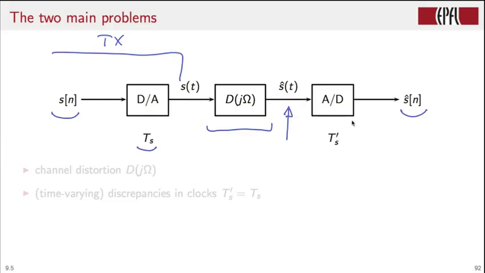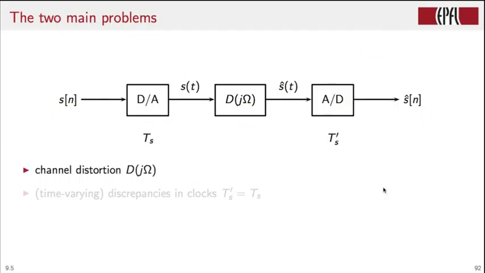This signal is sampled by an A to D converter that operates at a period T's, and we obtain the sequence of samples that will be input to the demodulator. So this is the receiver part of the chain. We have to take into account the distortion introduced by the channel, and we have to take into account the potentially time-varying discrepancies in the clocks between the transmitter and the receiver. These two systems are geographically remote, and there is no guarantee that the 2 internal clocks that are used in the A to D and D to A converters are synchronized or run exactly at the same frequency.